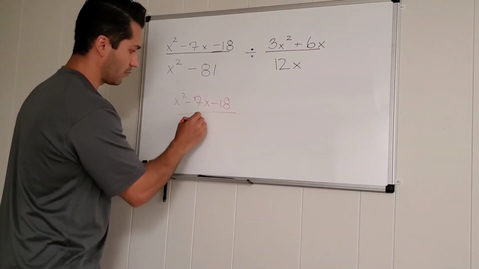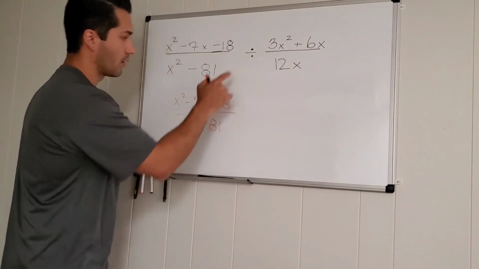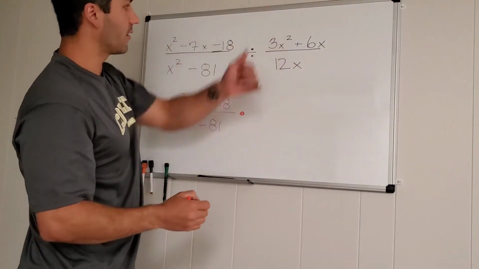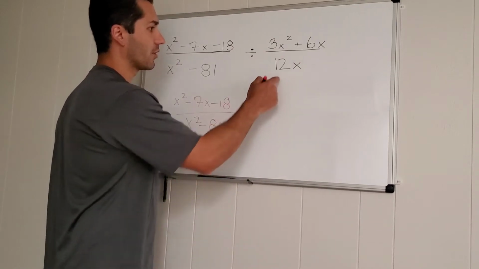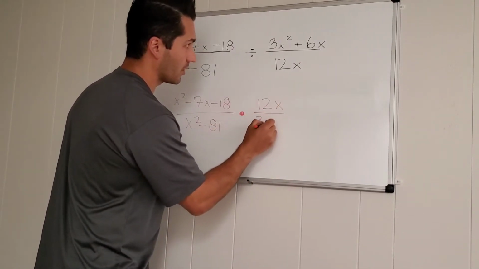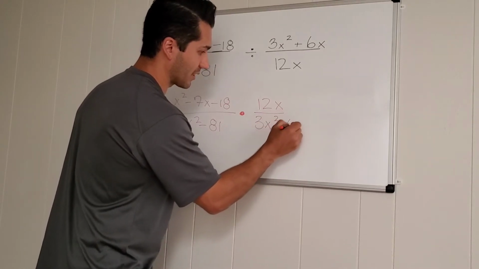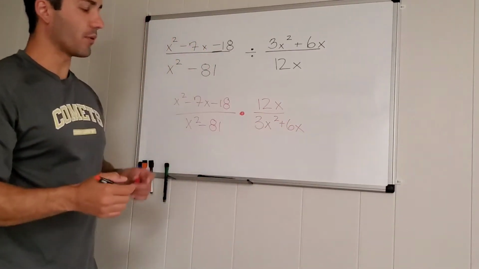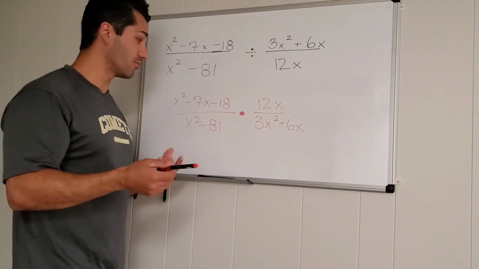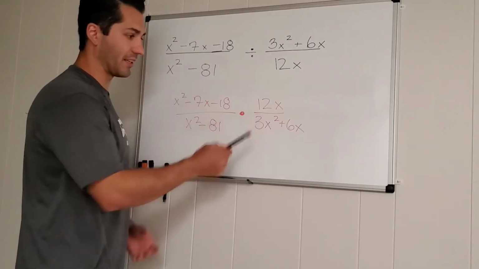X squared minus 81. Change division to multiplication, and flip this. So that becomes a 12x over 3x squared plus 6x. Now, it's the same thing we were doing in the last problem. Almost exactly the same. If you really know what's going on, I gave you 3 things to factor again.